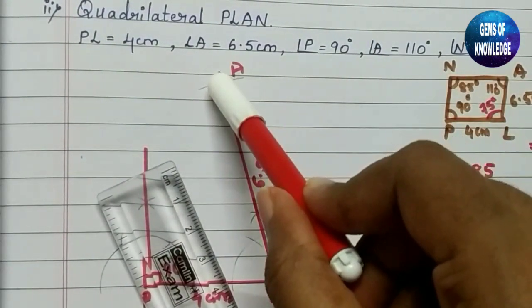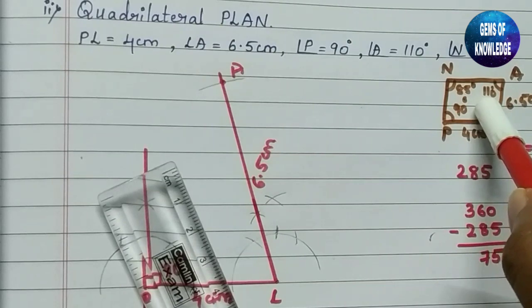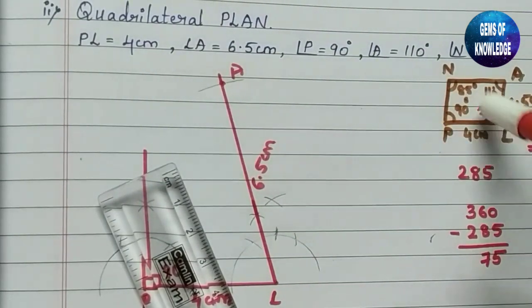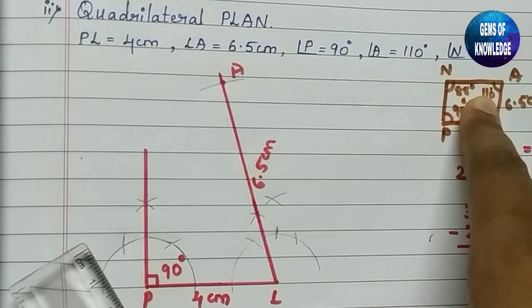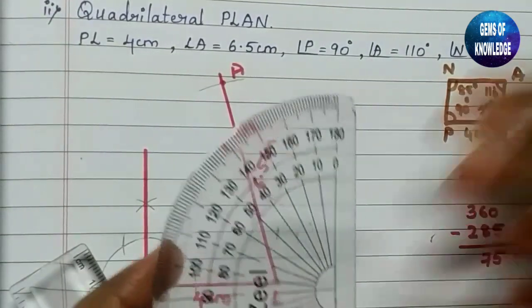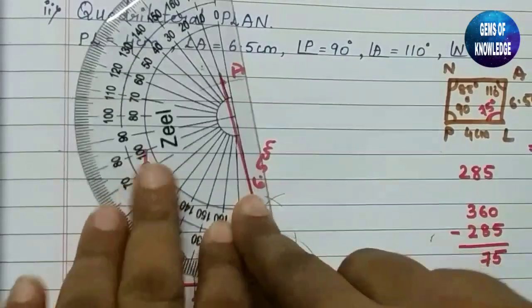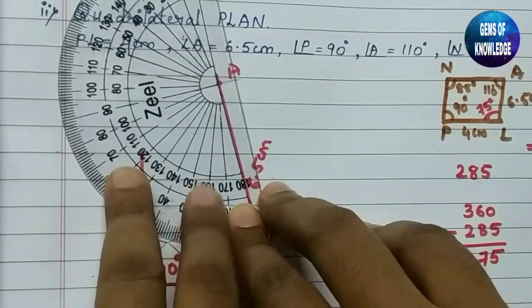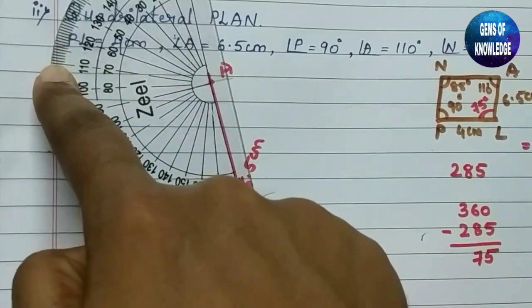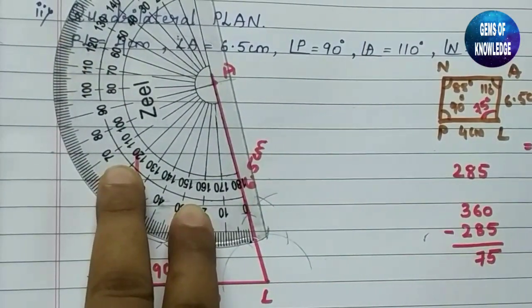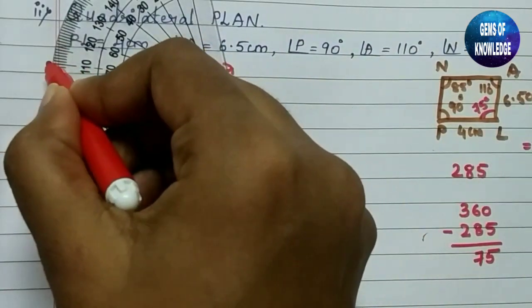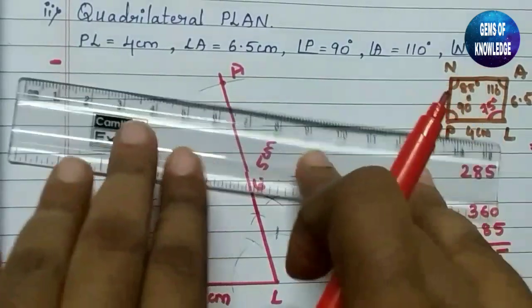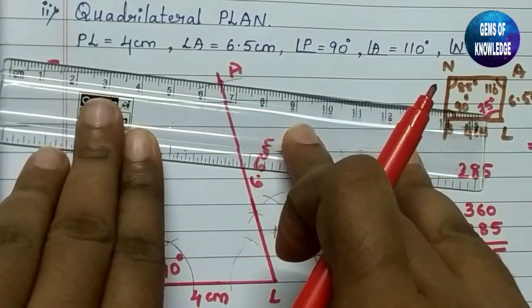At this A point we need to draw 110 degree. 110 degree is not possible with the compass. So what we will do, we will take this and measure our 110 degree, which is coming here. Let us mark a point over here. It is coming here, so we are going to join this.